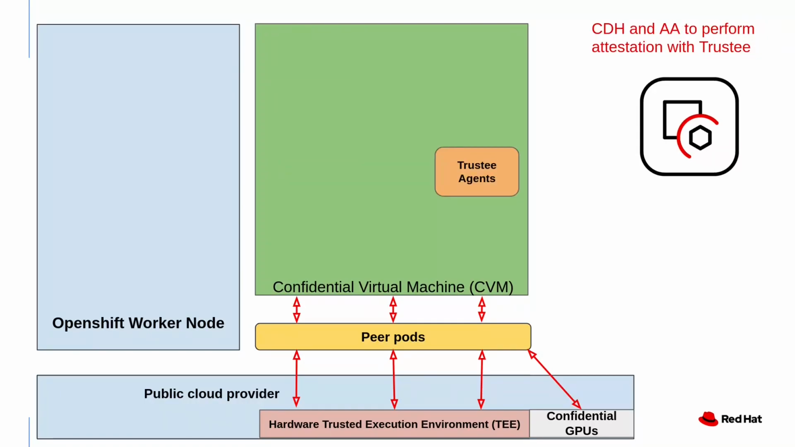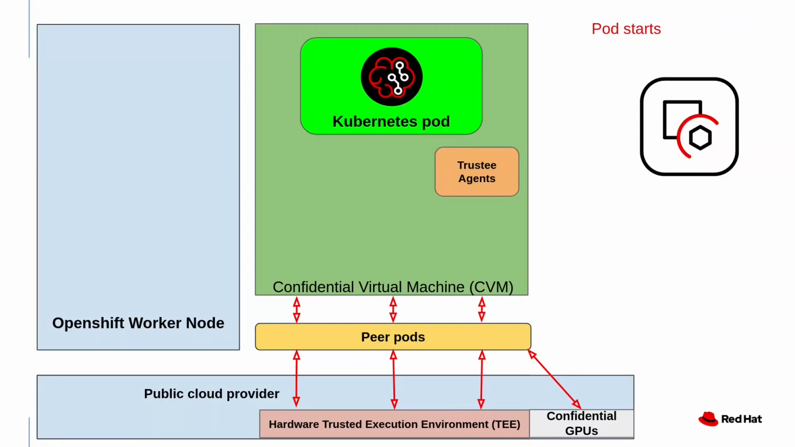Inside our confidential virtual machine, together with the OS, we will have some additional components like the Trustee agents that, as we will see later, are necessary to connect with the Trustee operator. And in addition to that, we of course have our confidential container workload, in this case coming from Openshift AI.